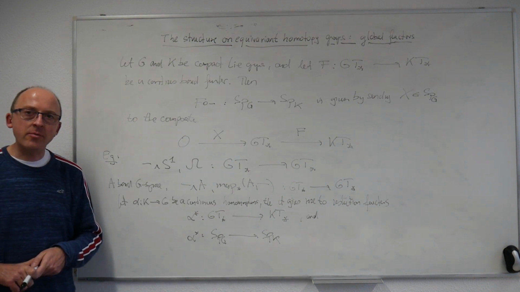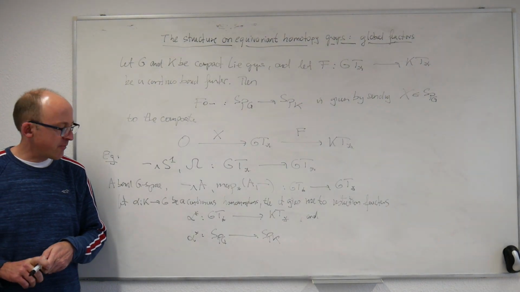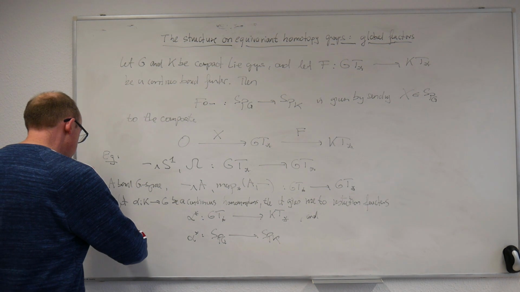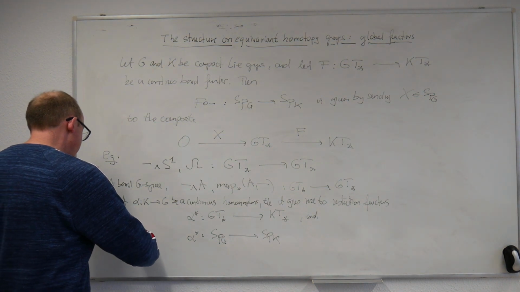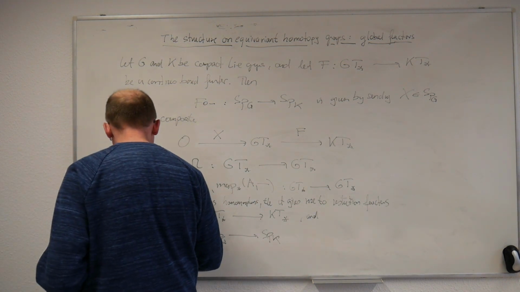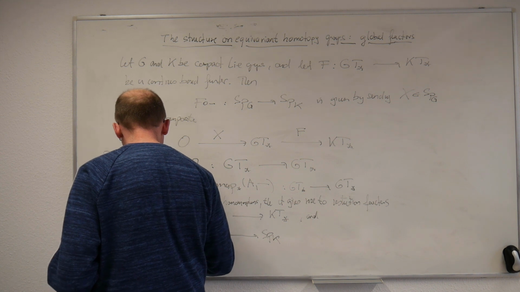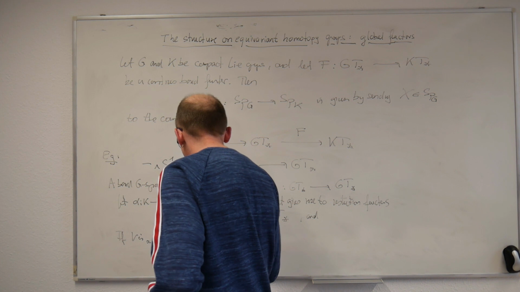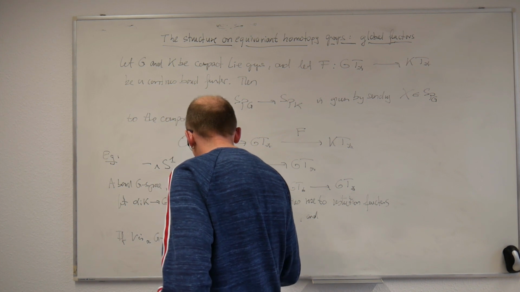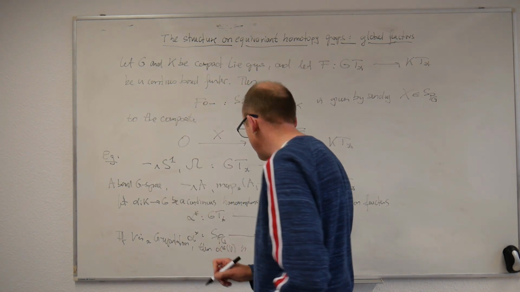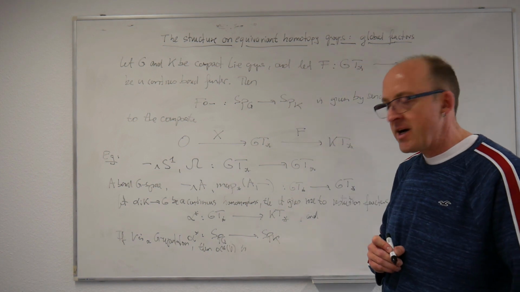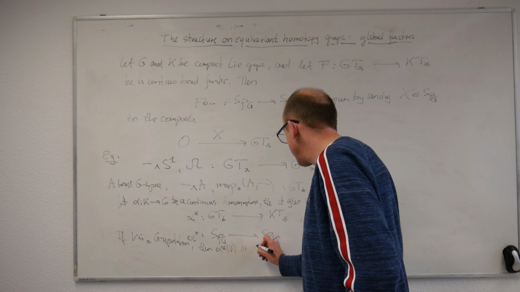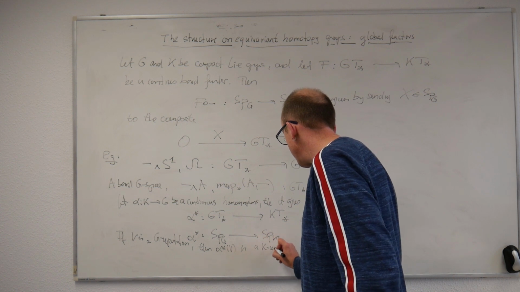So one last comment before I erase the blackboard. Suppose we have a G representation. If V is a G representation, then alpha upper star of V is a K representation. So we keep the same underlying inner product space, and we just let K act through the homomorphism. So this is a K representation.